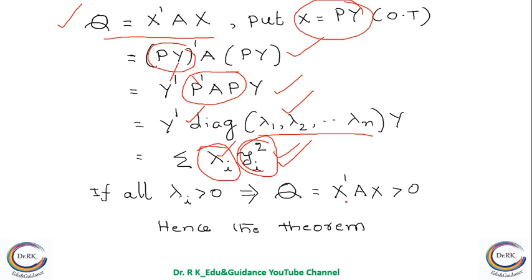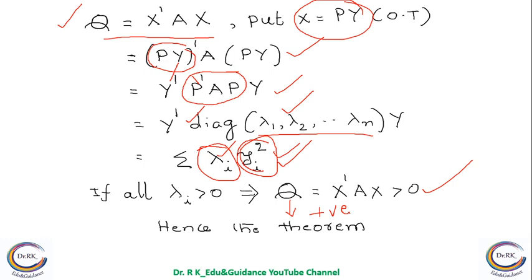So Q equal to x transpose Ax is always greater than 0. Q always greater than 0 means this quadratic form is positive definite. This is what we tried. In the first part, we took the form as positive definite and proved the lambdas are always greater than 0, that is, consistently positive. In the second part, we took the lambdas as consistently positive and proved that this quadratic form Q is always positive definite.